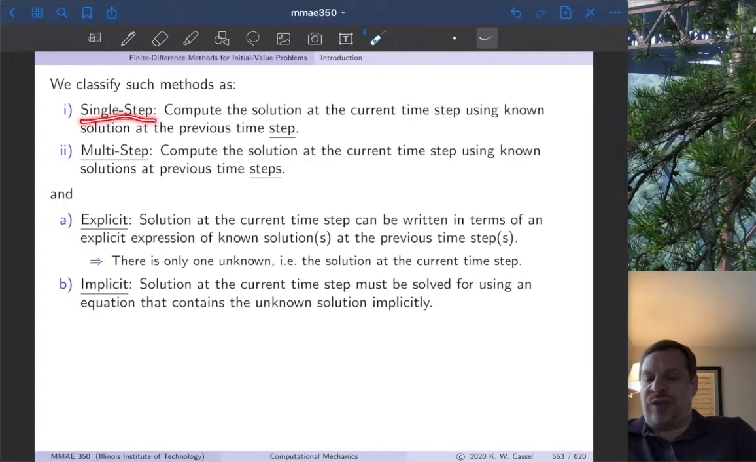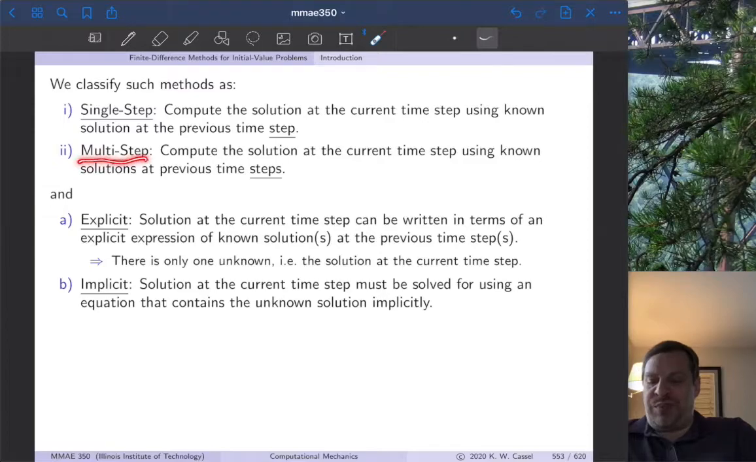So this is exactly what it sounds like. We talked about the marching in time, so a single-step method takes the solution at the previous time step and gives us an equation to update the solution at the current time step, at the n plus first time step. So we just progress one time step at a time.